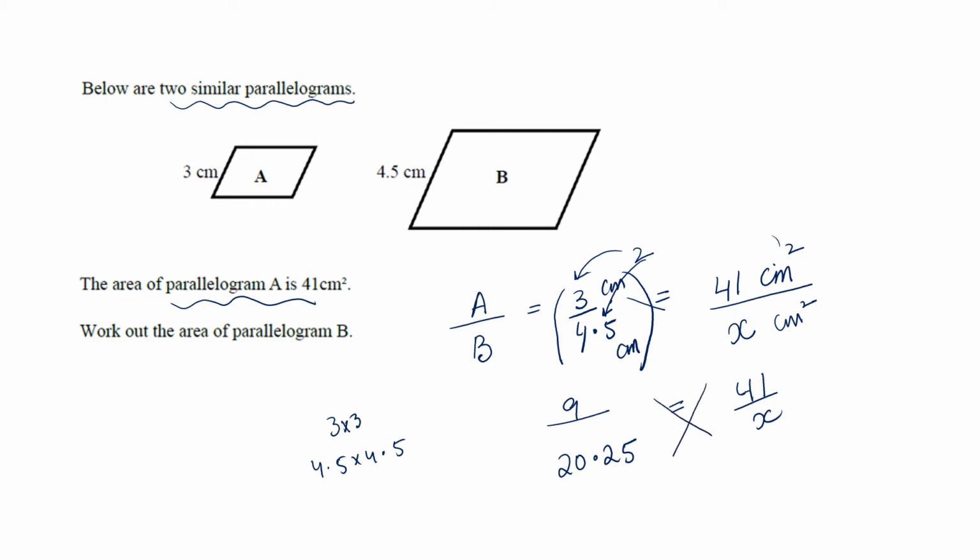Now cross multiply. As I told you, I prefer to write the x on the left hand side. So I multiply x by 9, which gives me 9x equals 41 times 20.25. Divide both sides by 9 and, using the calculator, we will get 92.25. And for the area, we need the units in the form of square. So this is our answer.